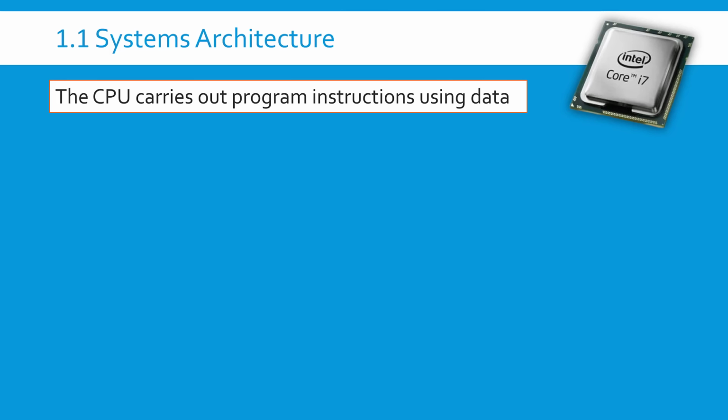Starting with the CPU. So the CPU is our central processing unit. We have one CPU in a computer. Its job is to carry out program instructions, and the instructions are done using data. We've got this clear distinction between instructions and data. The instructions are what to do, and they are applied to bits of data.